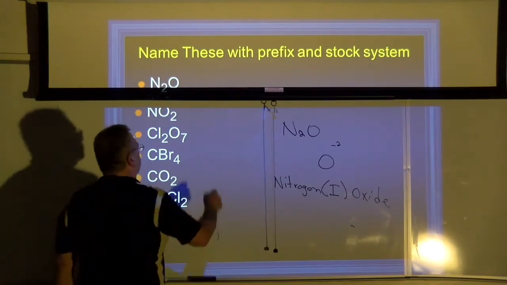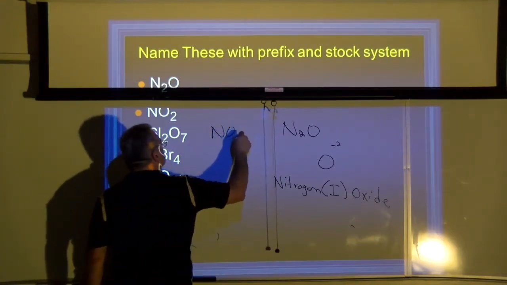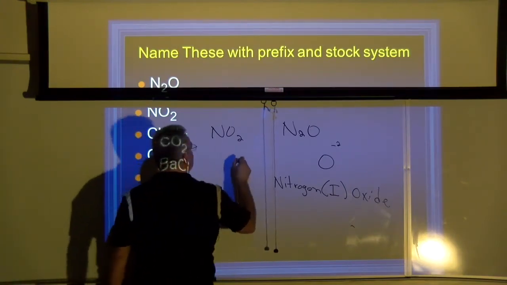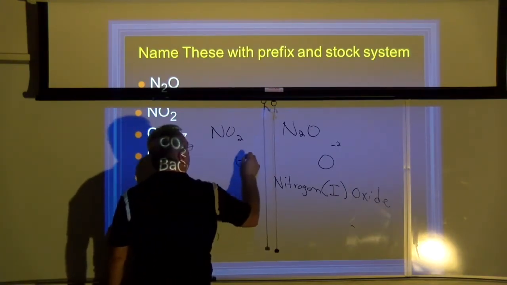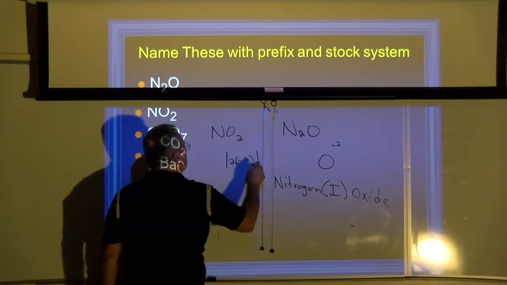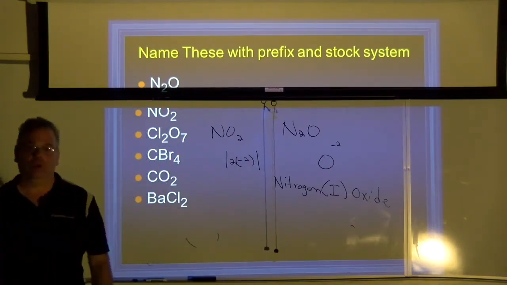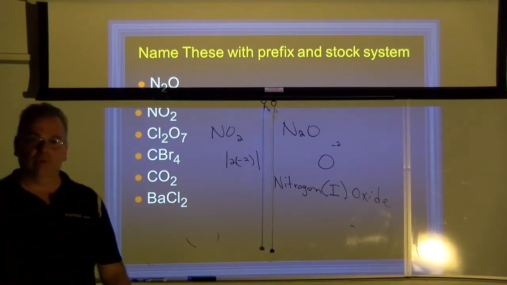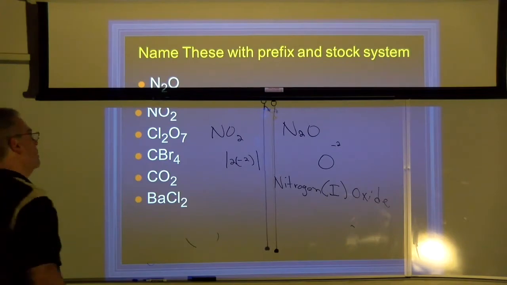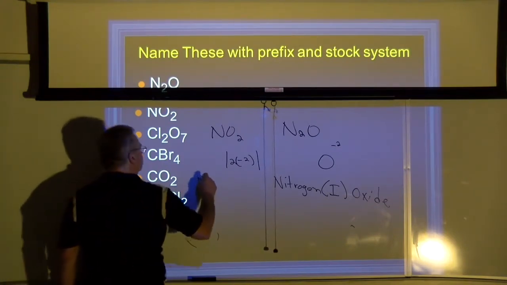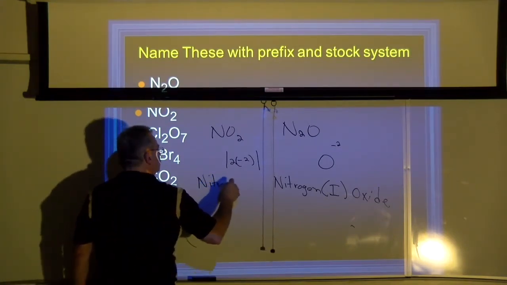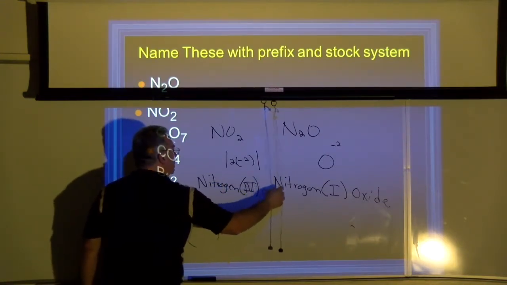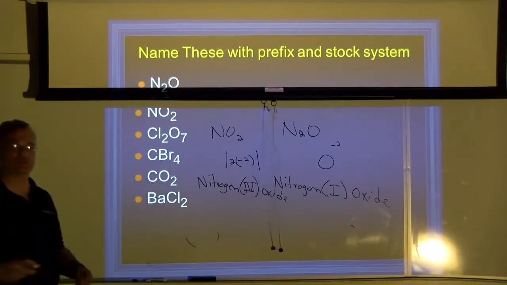Let's try another one, NO2. Again, the oxygen is going to take its negative oxidation number, but there's 2 of them, which would give you a grand total of a -4. So what oxidation state is the single nitrogen taking? It would have to be a +4. So in the Roman numeral system, you'd write nitrogen, Roman numeral 4, oxide. That's how it works.